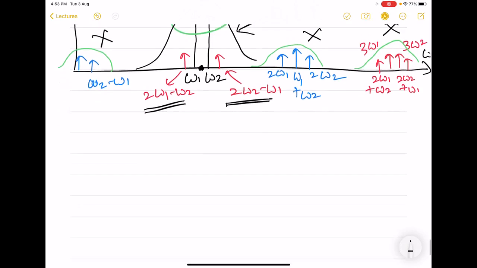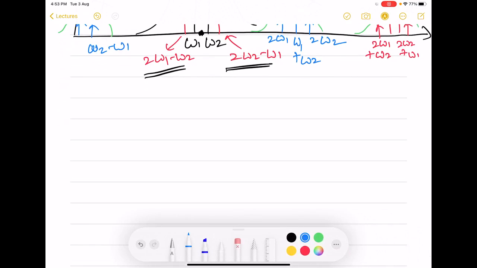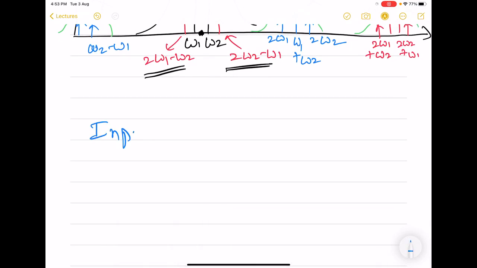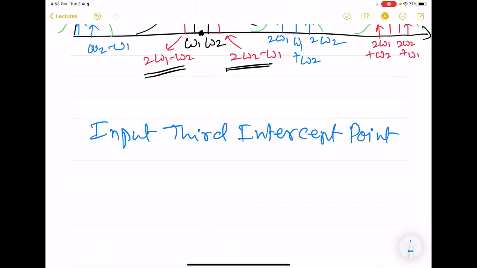Now we are going to find out a parameter that is called input third intercept point. In short, IP3. So this is I, this is 3, IP. So we are now going to estimate this term for the amplifier.